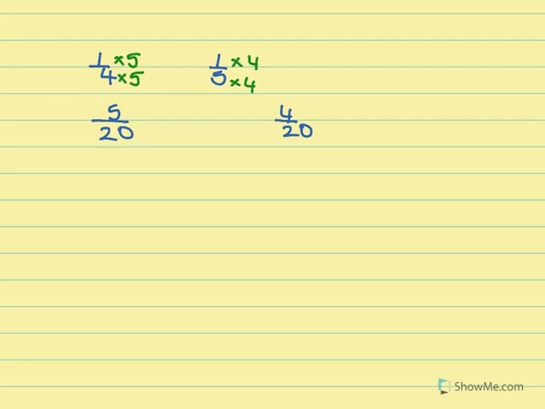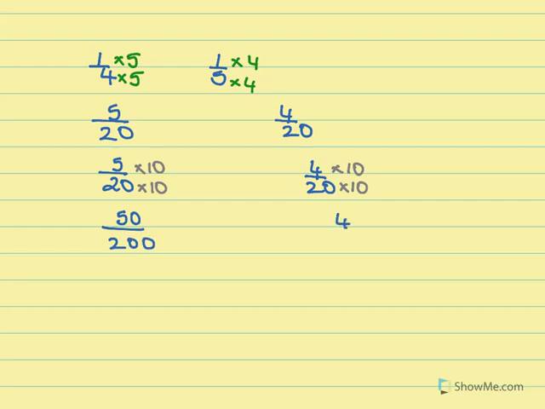But still I have no gap here, so I have to multiply 5 by 20 and create a gap. So I will multiply this by 10 on the top and bottom. So I will have here 50 by 200 and here 40 by 200. Now I've created the gap and I can put the numbers that I want.